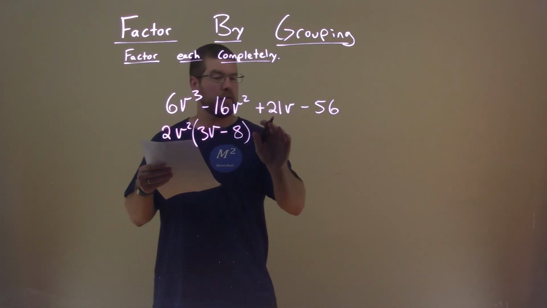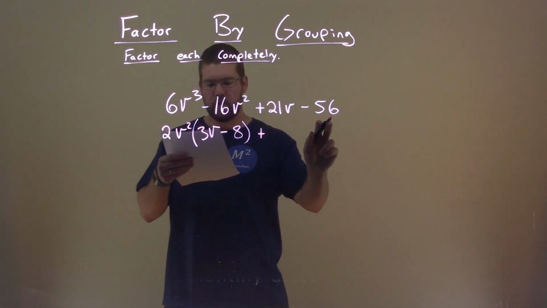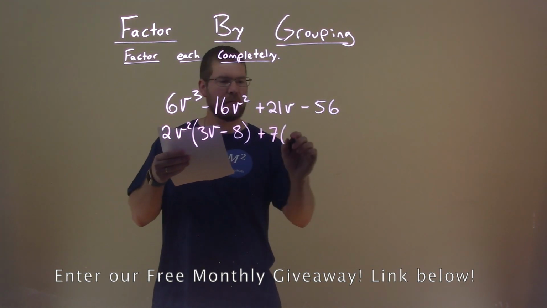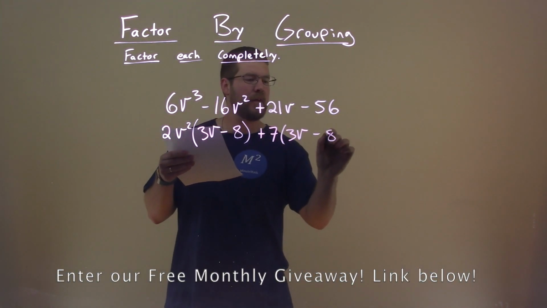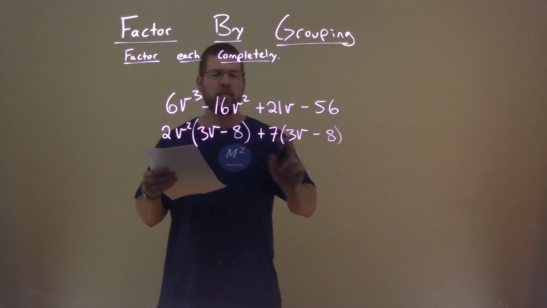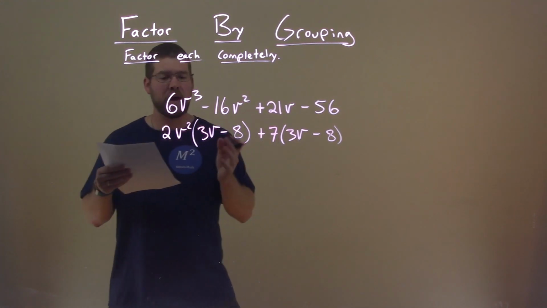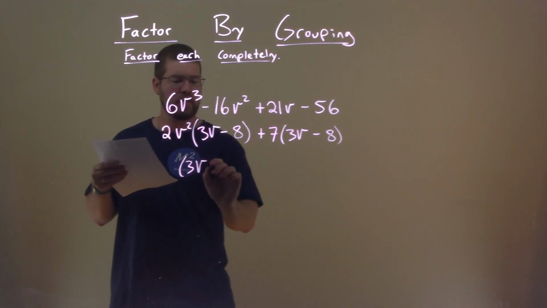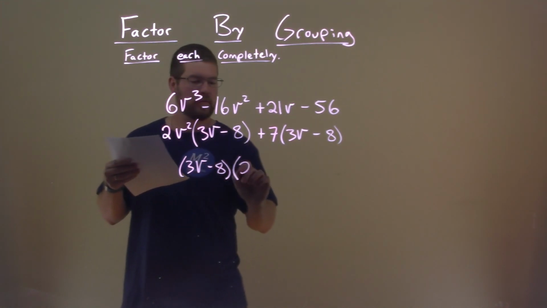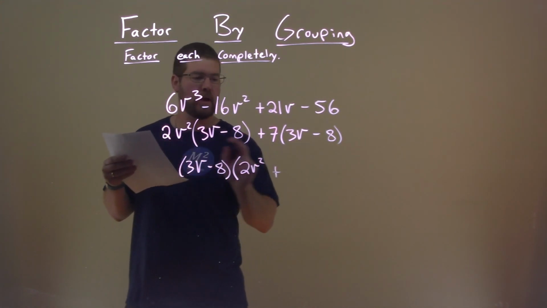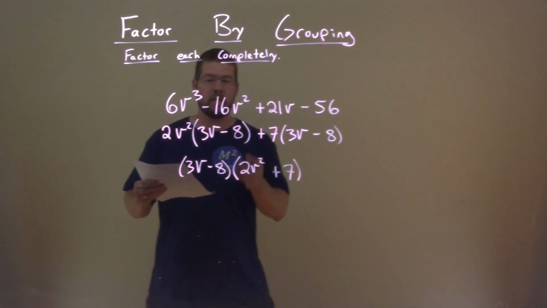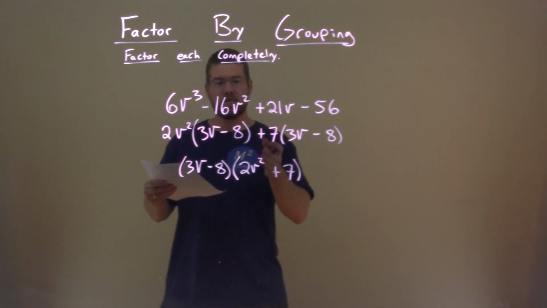Now let's do the same thing with the second part right here. What is in both parts that is the same? Well, they both have 7 in them. So if we pull out a 7, we're left with a 3v and then a minus 8. Well, we see a 3v minus 8 in both parts right here. So if we pull that out from both parts, we're left with 3v minus 8 multiplied by what's left: 2v squared plus that 7. And now we actually have our final answer: 3v minus 8 times 2v squared plus 7.